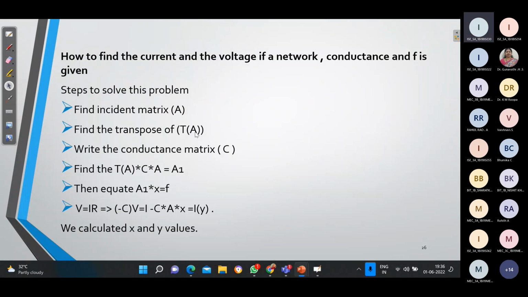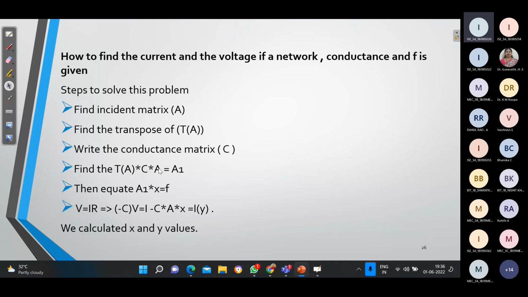Next, how to find the current and voltage if a network's conductance and F are given. F will be given, and conductance is given. If we have to find the current and voltage of the network, first for the given network we find the incidence matrix, then find the transpose of the matrix, then write the conductance matrix for the conductance given.